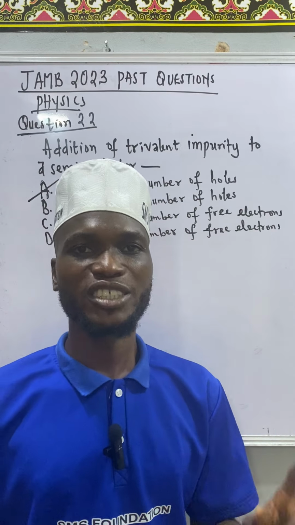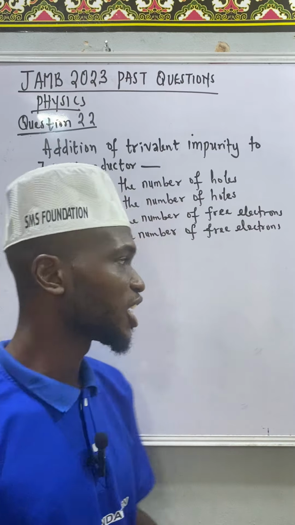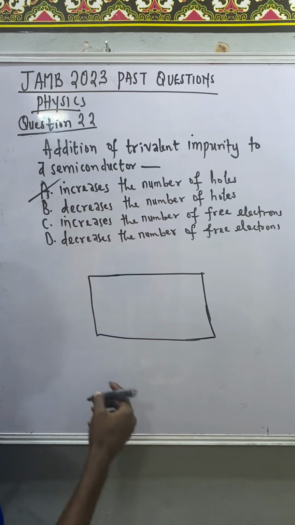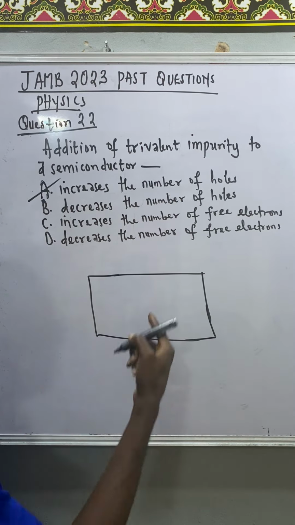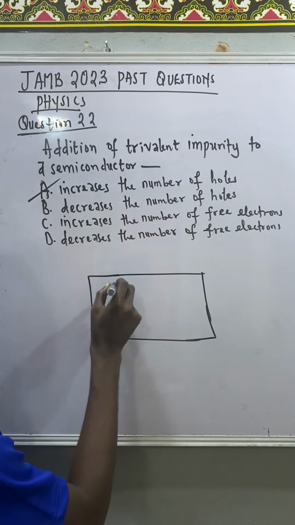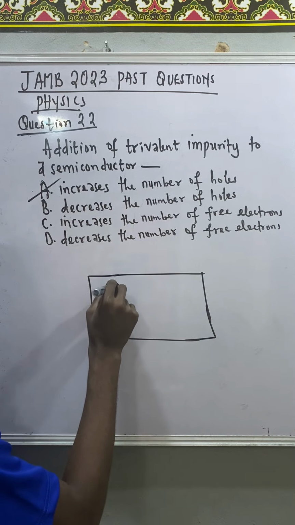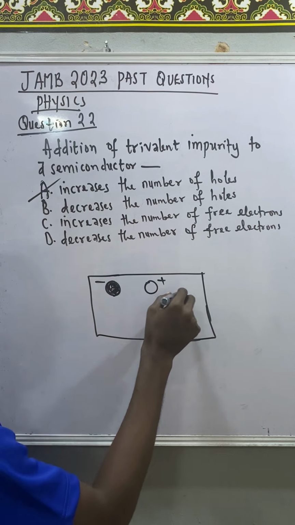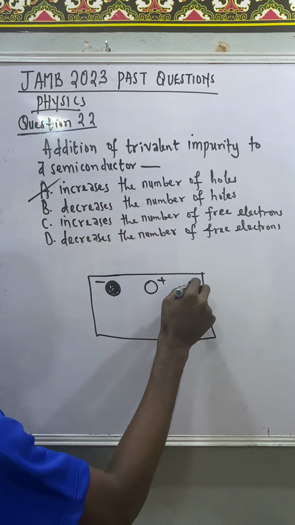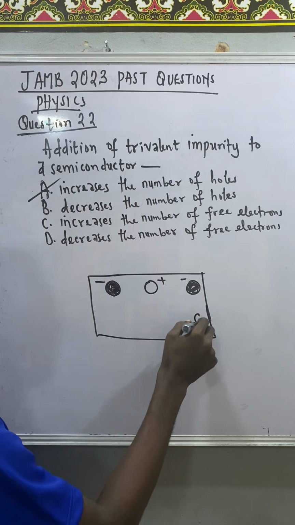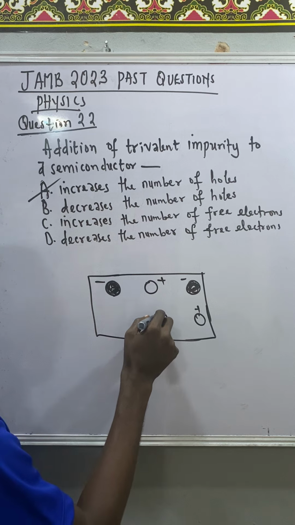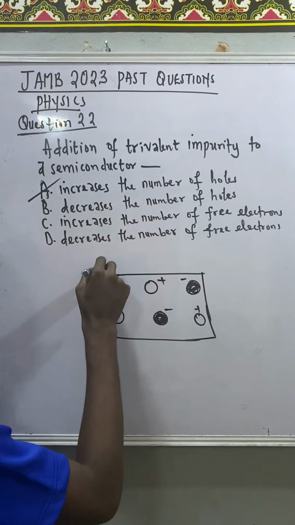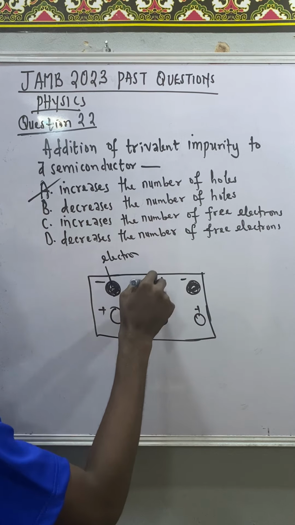Now, in every semiconductor, we always have two charge carriers. Let's draw just a simple diagram of a semiconductor. Now, we always have two charge carriers. We always have an electron, which is negatively charged, and we always have a hole, which is positively charged. Electron, negative, hole, positive. This is electron, while this is hole.